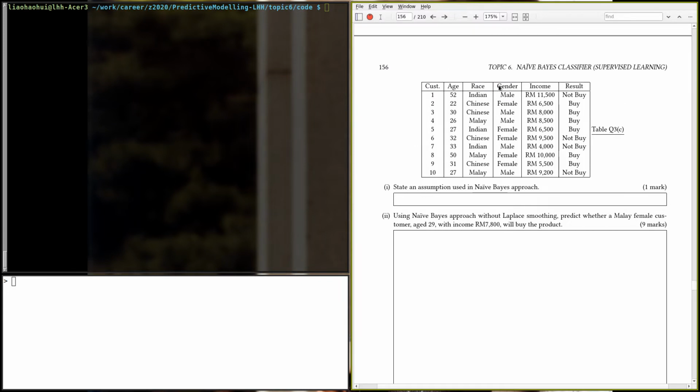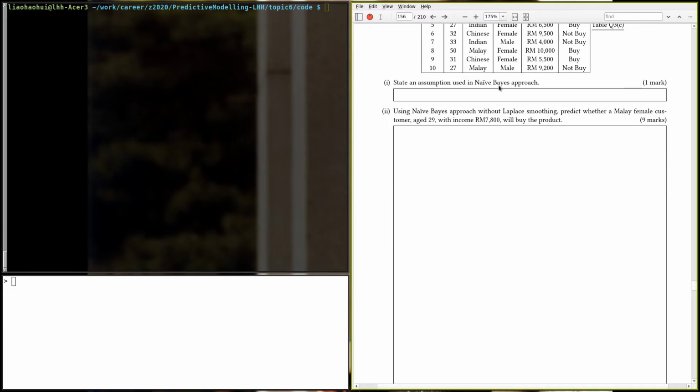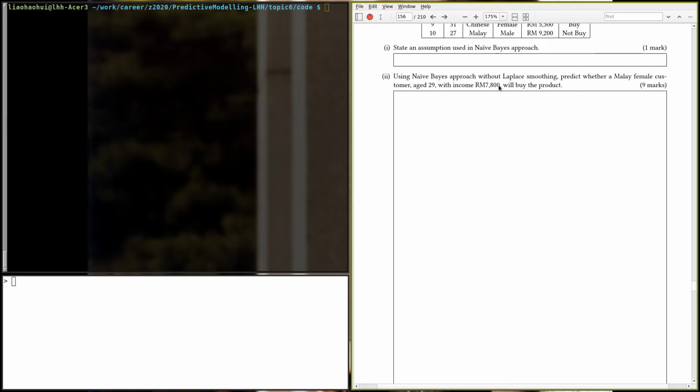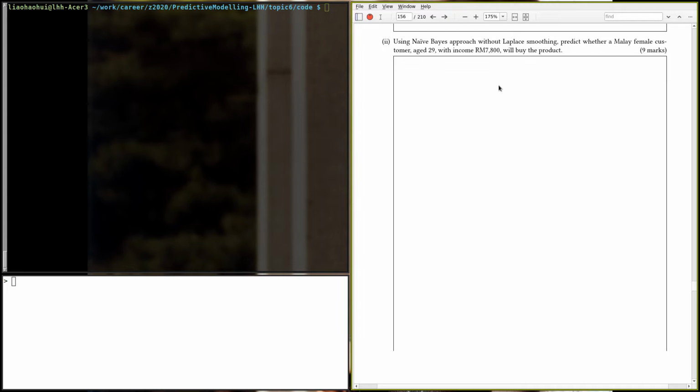Now we'll proceed to the next example, example 6.3.3. I will upload the part of the answer to my Google site slightly later. The first part is to state the assumption used in naive Bayes. I've mentioned many times, right? It's actually assuming that x1 until xp are independent. So I will write it down.